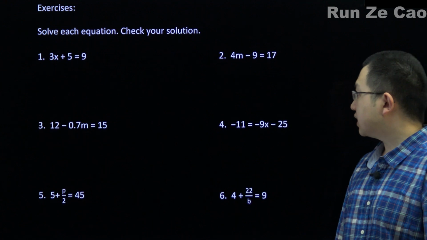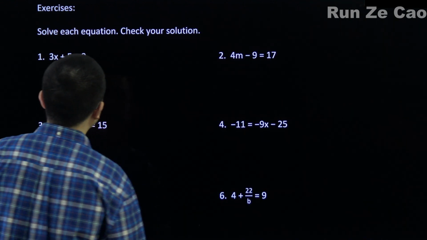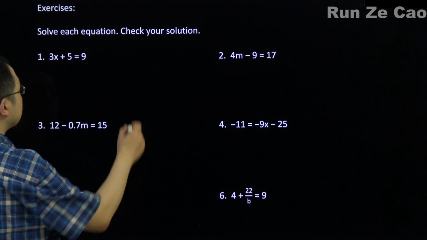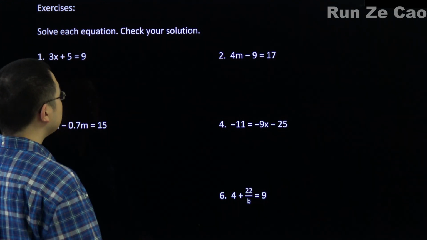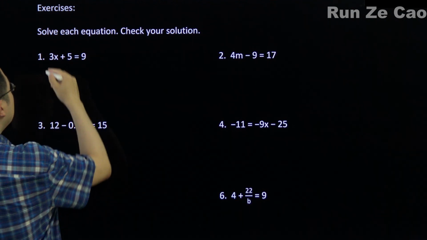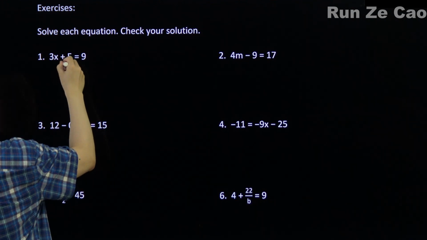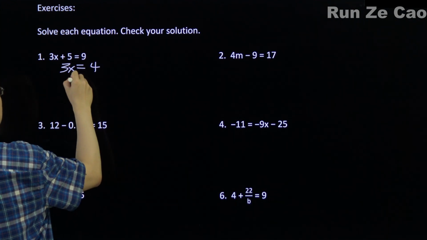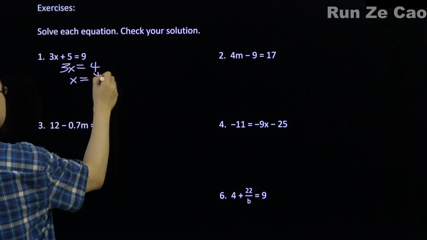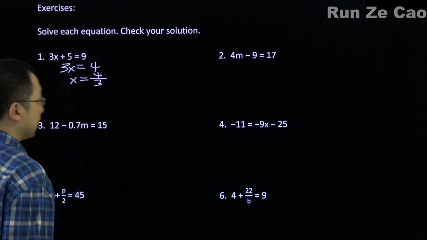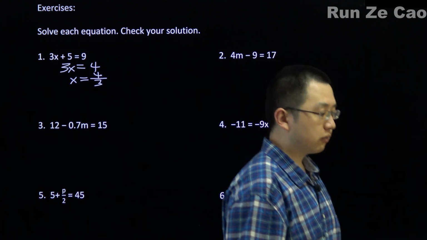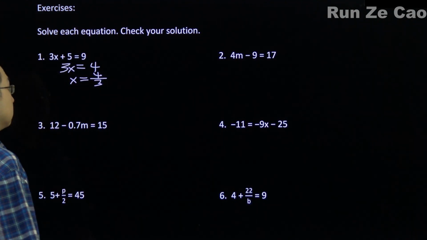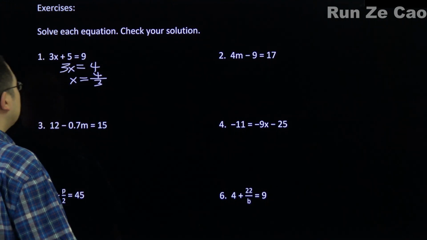Okay, let's solve each of these equations. Check your solution. We don't have that much space, so I don't think we can do this typical left side equals right side check. We'll do the checking verbally, okay? So 3x plus 5 equals 9. 3x is equal to 9 minus 5, which is 4. X is equal to 4 over 3. Let's substitute this back into the original. 3 times 4 over 3 leaves us with 4. Plus 5 is 9. Okay, yeah, it works.